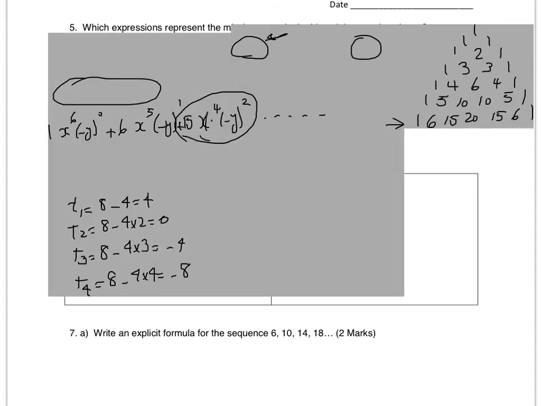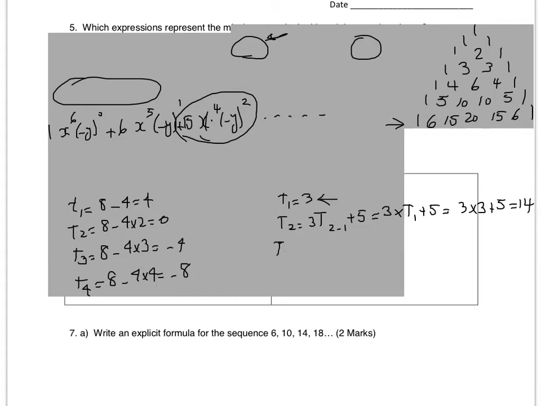The next one, I have to find the first 4 terms if the recursion formula is T1 is equal to 3, Tn is 3 Tn minus 1 plus 5. So I know that T1 is equal to 3. T2 is 3 times T2 minus 1 plus 5, which is 3 times T1 plus 5, but T1 we found is 3, so we get 3 times 3 plus 5, which is going to be 14.